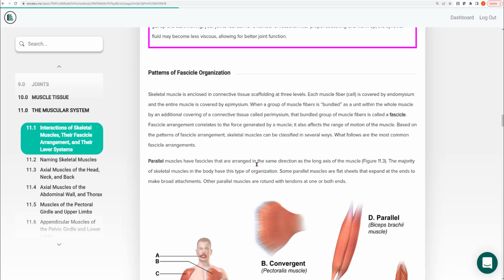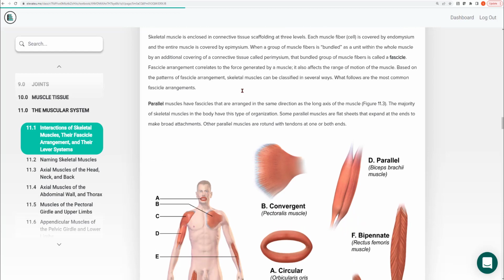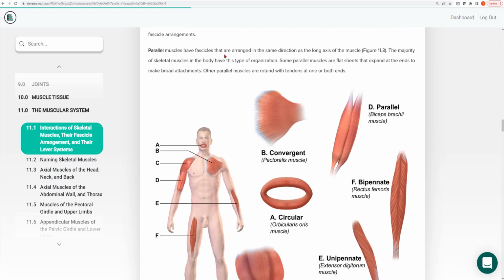And lastly, we've already talked about fascicles. Fascicles are bundles of muscle cells. Turns out that there are a few different arrangements of fascicles within skeletal muscles. Let's take a look. Some of your muscles have parallel fascicles. A good example of that is the biceps brachii. Some of your fascicles are convergent. The pectoralis major is a good example of that.